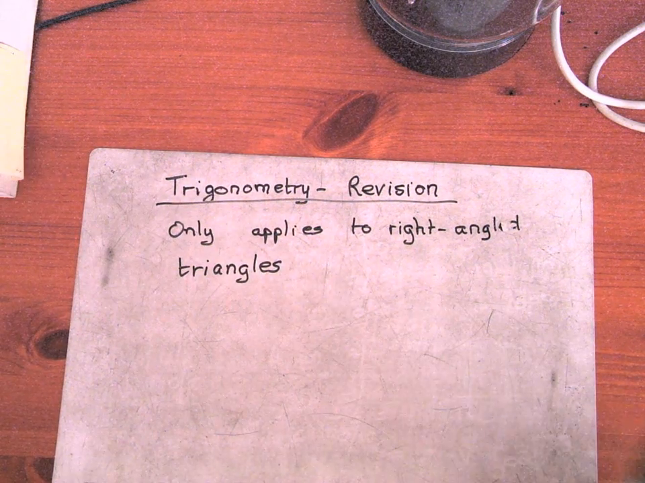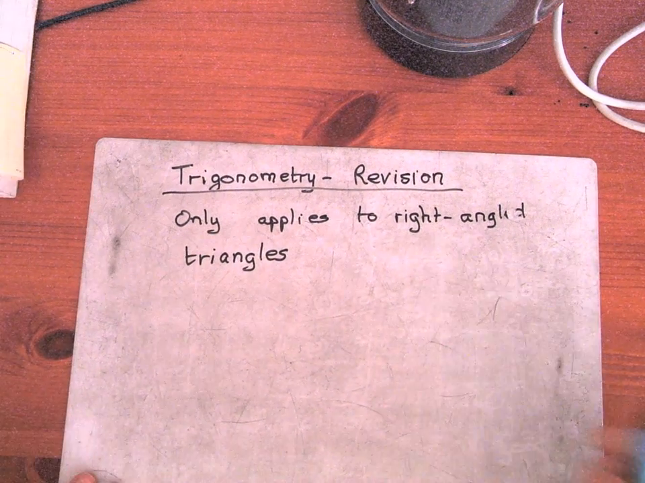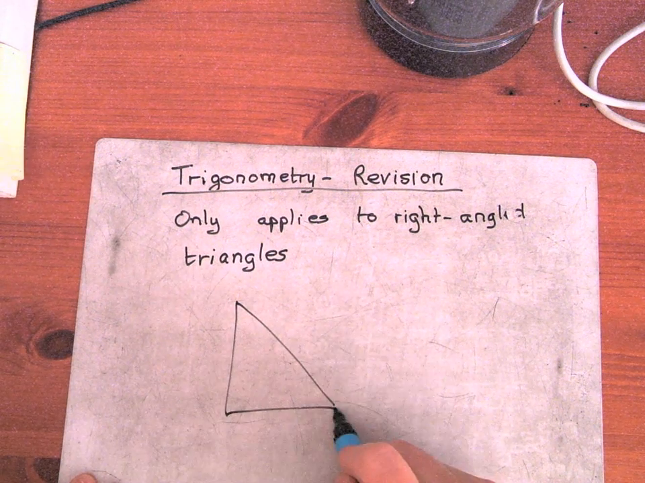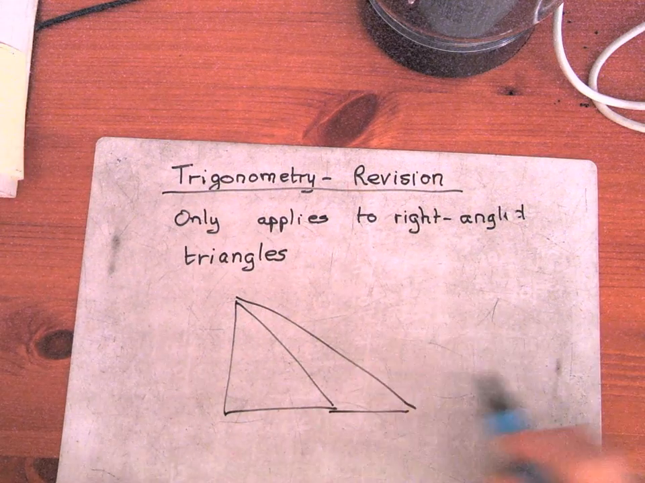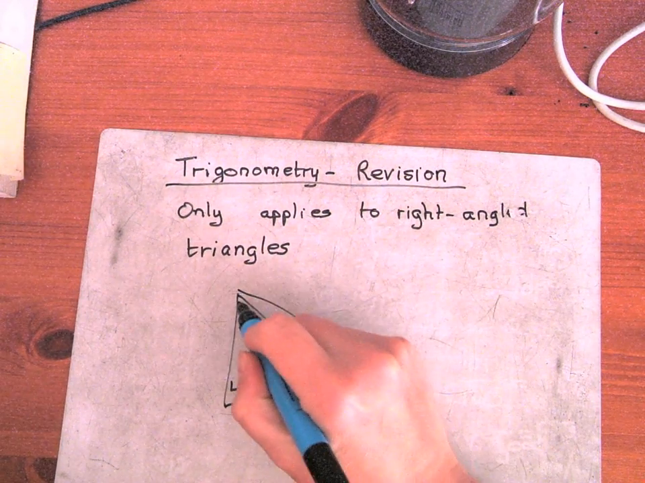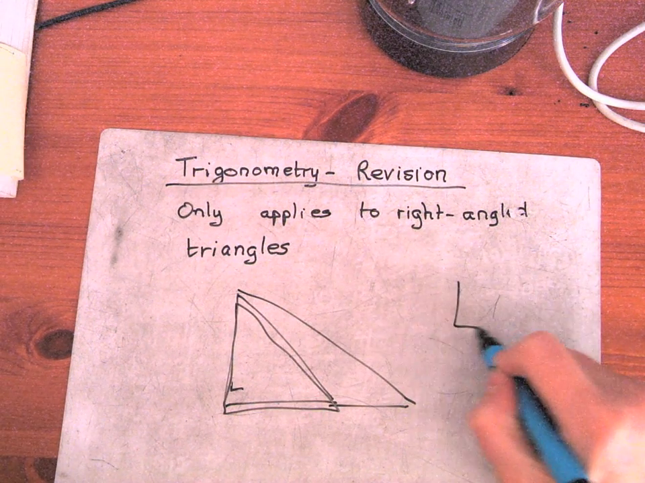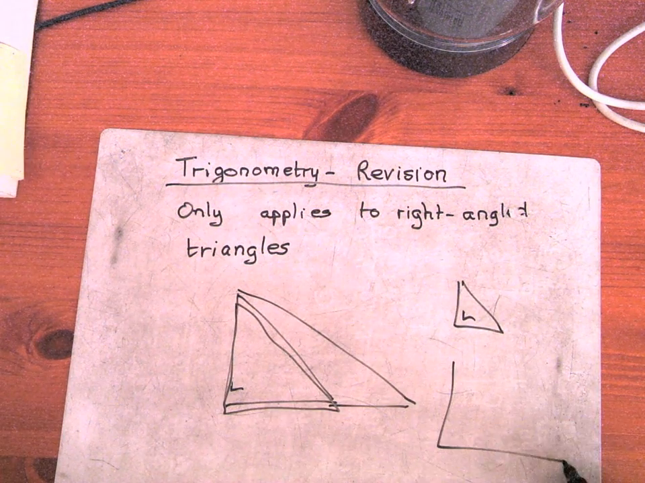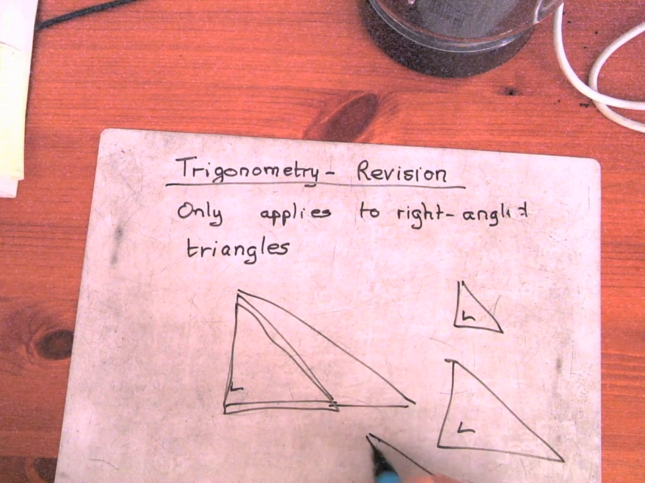Okay, revision of trigonometry. Remember, trigonometry only applies to right angle triangles. So if you have a shape that looks something like this, there are three triangles here. There's the small right angle triangle, there's the big right angle triangle, and then there's this triangle here.